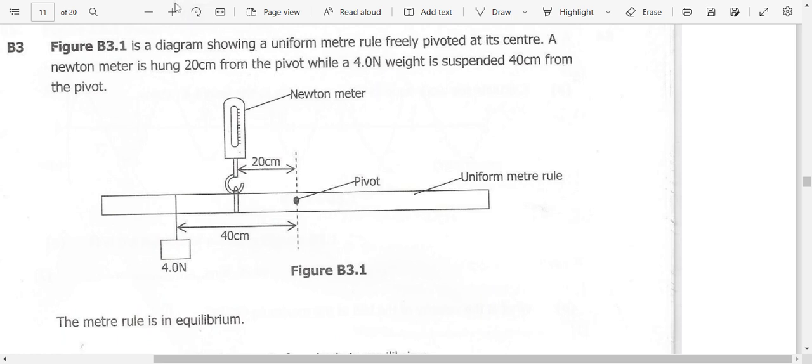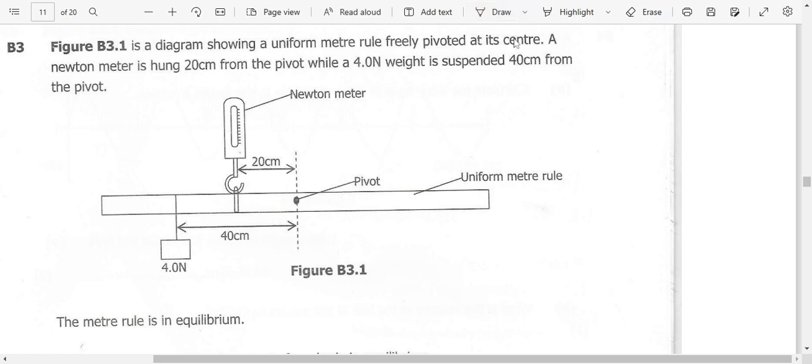So if you consider this ruler like this, you don't have forces on this side, right? You don't have forces on that side. But this ruler is balanced. Because in this question we haven't been given the weight or the mass of the ruler, we are going to take it that the ruler is massless. Okay, we are going to take it that the ruler is massless.